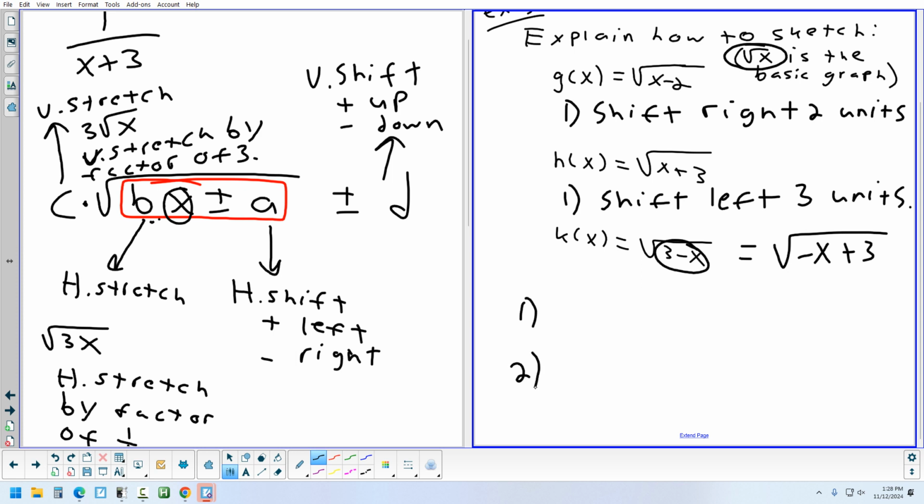First thing is the plus 3. And what did you think that does? Left. That does shift left 3. Shift left 3.